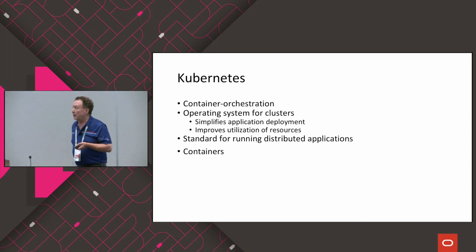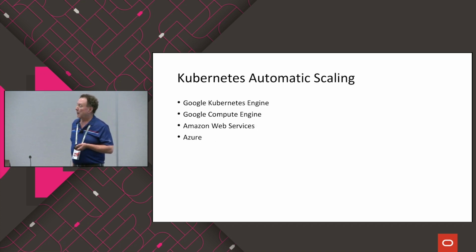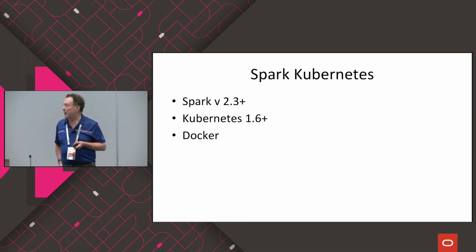The thing that we are interested in running in the cloud is the ability of cloud environments to automatically scale. The Google Kubernetes Engine, which is where Kubernetes comes from, and Google Compute Engine, but Kubernetes also runs with Amazon Web Services, and we actually use Azure. We use Azure Kubernetes Service. So again, version 2.3 of Spark, Kubernetes 1.6 or greater.